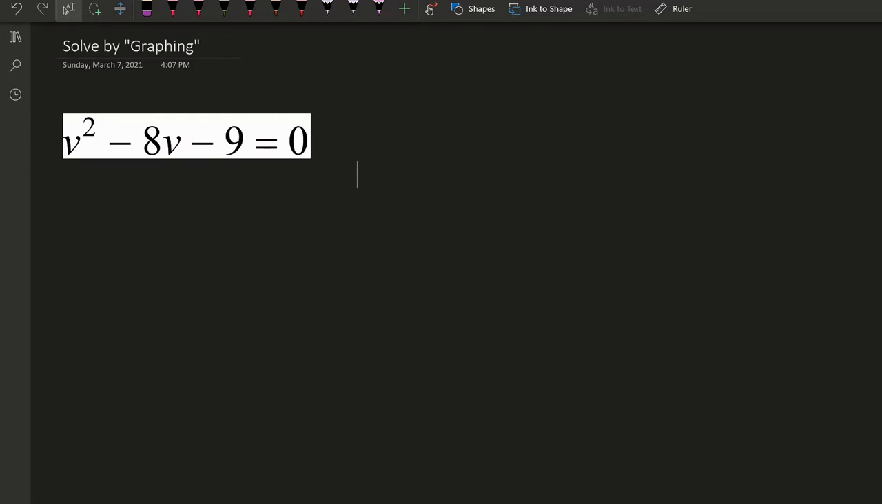Students, welcome back to Algebra 1B. Today we're going to talk about solving by graphing. Graphing in quotes, because we're going to solve by graphing without actually graphing today. We'll talk more about that later.